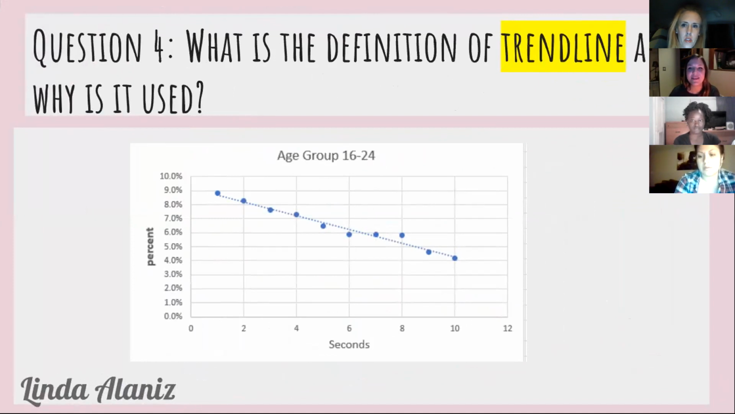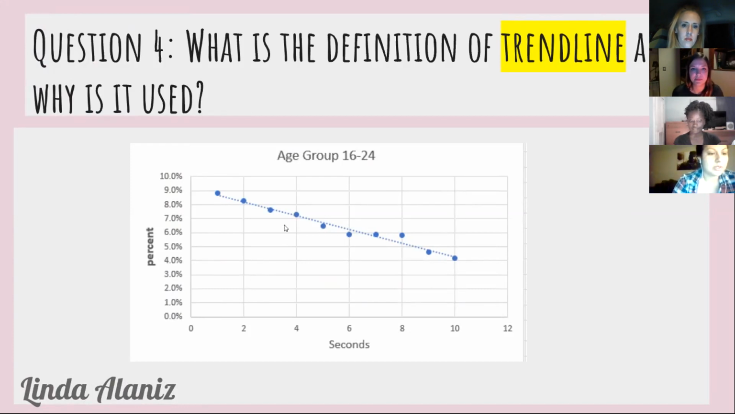Linda, what is the definition of a trend line and why is it used? A trend line is a straight line that connects two or more points and then extends into the future to act as a line of support and resistance.